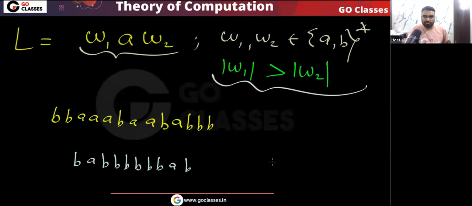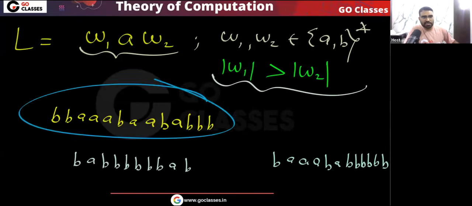Will this string be accepted? And what about this string? Will this string be accepted? Tell me which of these strings are accepted. Why is this string accepted?